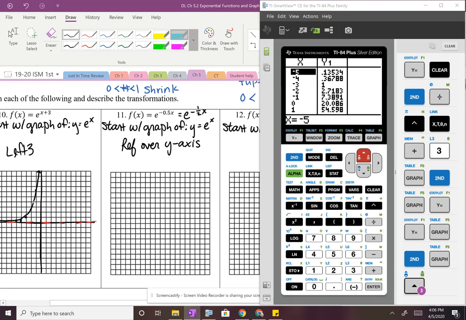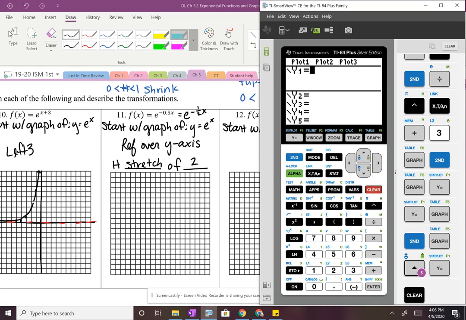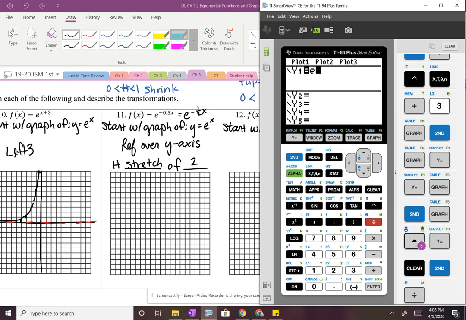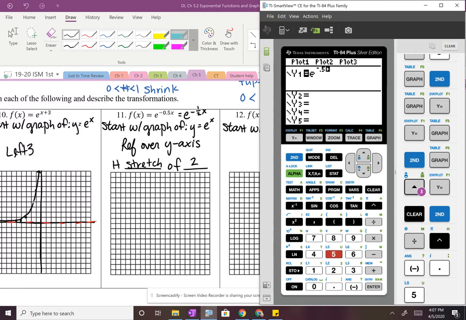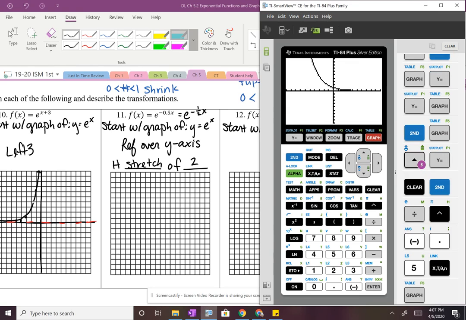Then the 1/2 is right next to an x, so that tells me it's a horizontal blank by a factor of blank. Remember, you have to flip the number, so that means it's a 2. Since we have a 2, it's bigger than 1, that's a horizontal stretch. I'm going to go to y equals, clear out what I have. Second division sign gives me my e raised to the negative 0.5x. We don't have to put it in fraction form here. Graph it. We knew it should be decreasing, and it is.